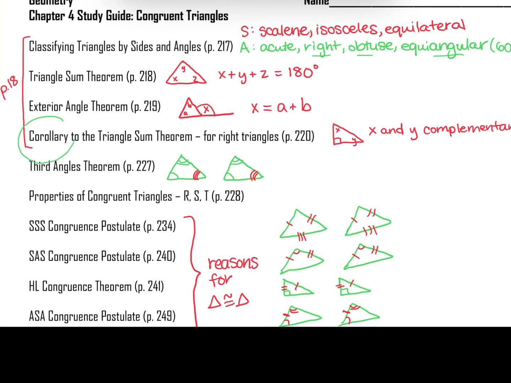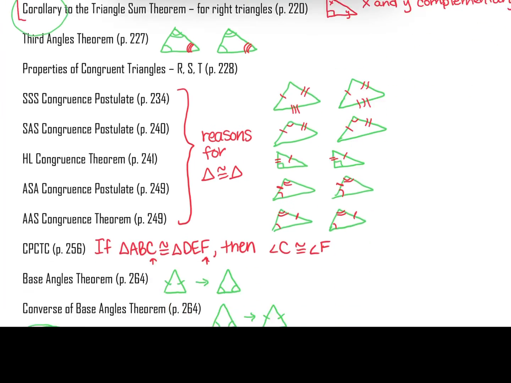And the corollary to the triangle sum theorem was just a special case where the angles add up to 180, but in a right triangle, you can just say a little more specifically that those acute angles are complementary.